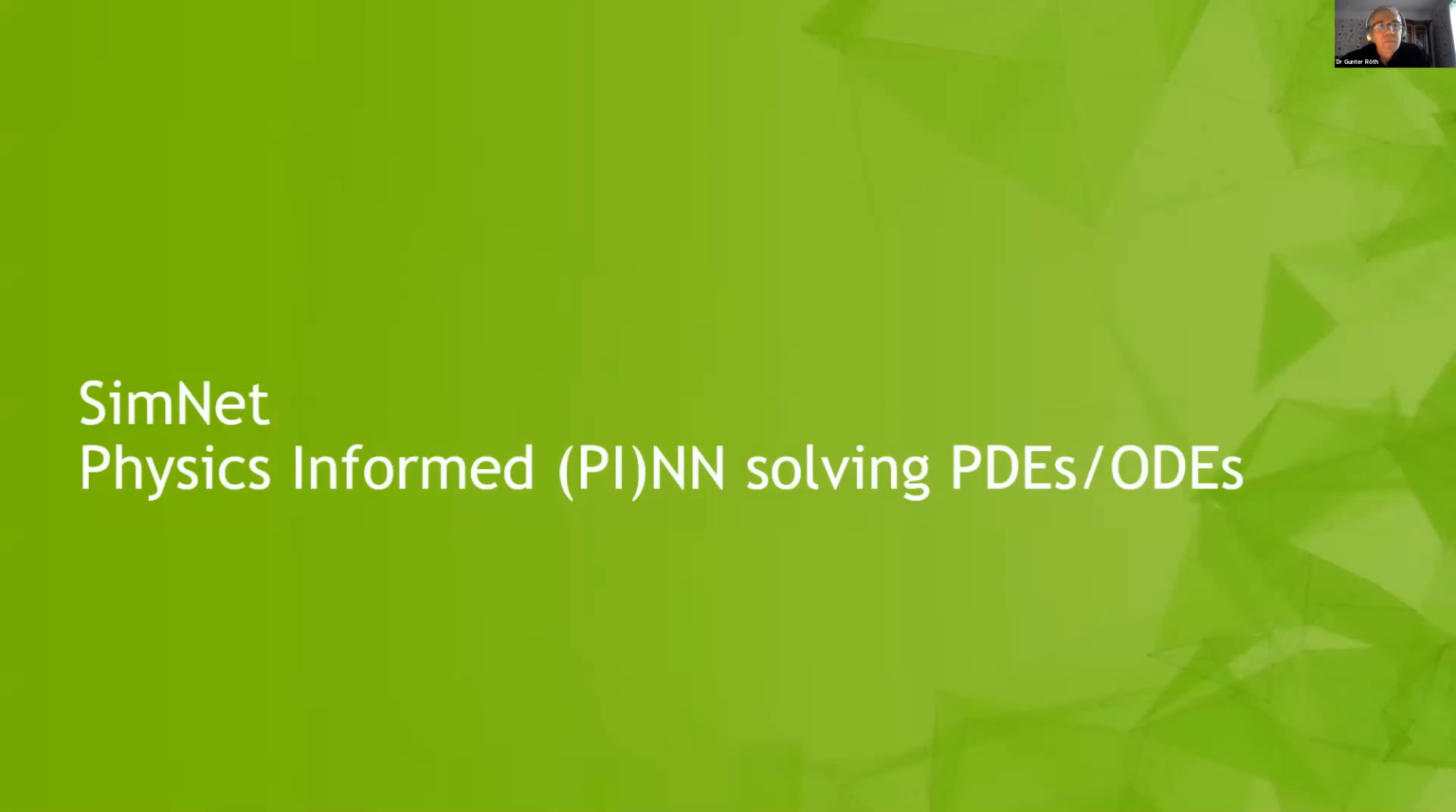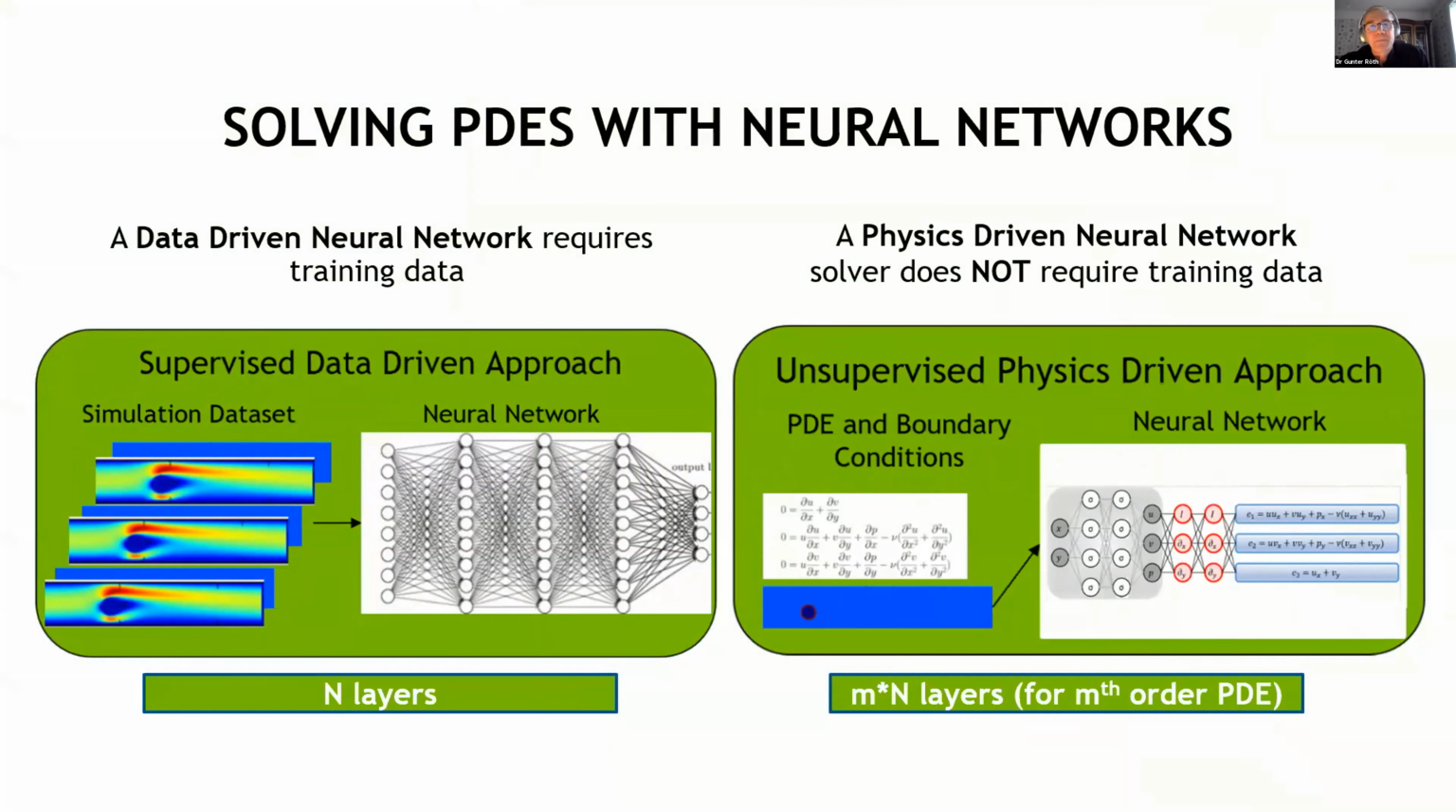Now let me come to yet another category of what you can do with neural networks. Recently there was this idea of having physics-informed neural networks. This is really used to solve, for example, PDEs, so partial differential equations. Let us now look at how we can implement this.